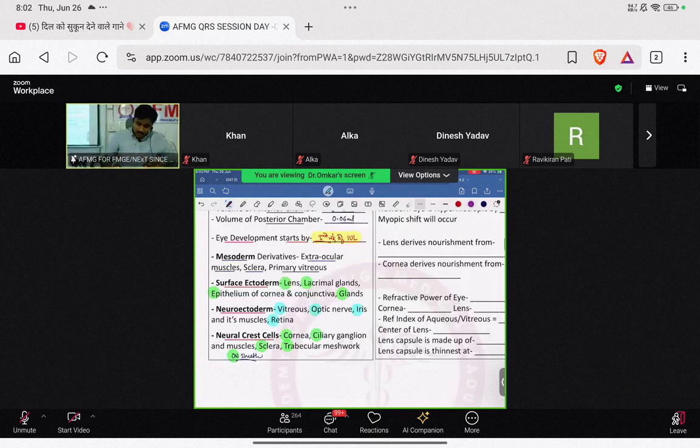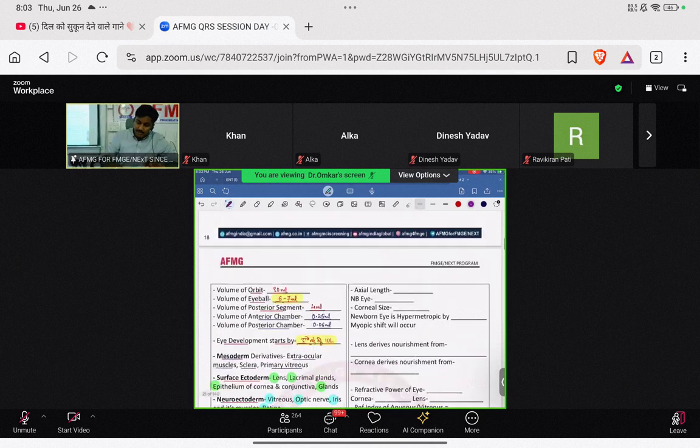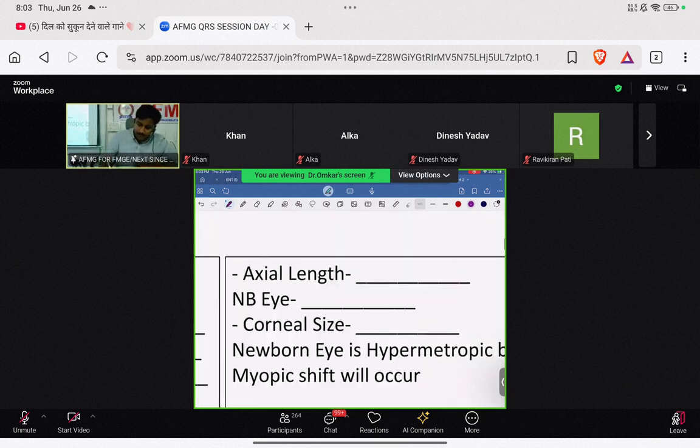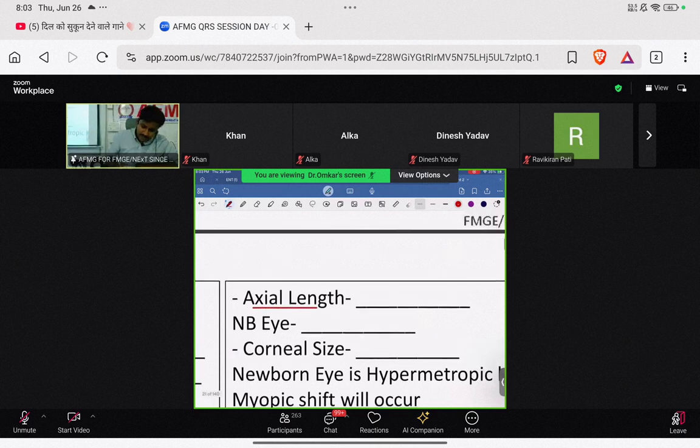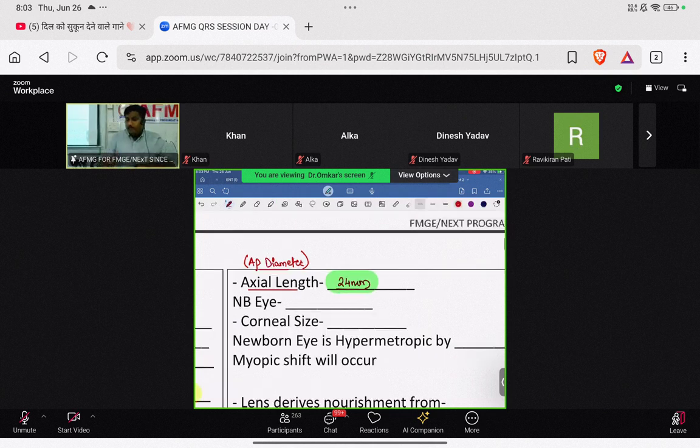Clear? Okay, next important, if I talk about now, axial length of eyeball. Axial length means the AP diameter. Remember that whenever they say axial length, that means they are talking about the AP diameter, that is anteroposterior diameter of the eyeball. How much is the AP diameter of eyeball? So in an adult eye, the axial length of the eyeball is approximately 24 mm. That is what is important to be remembered.